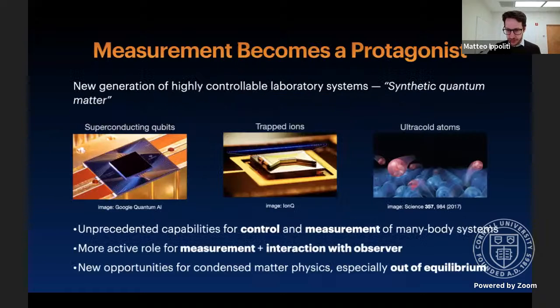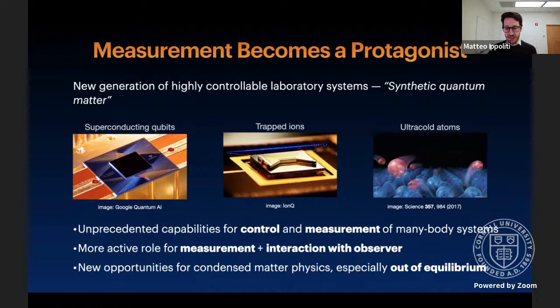However, this is set to change, or is already changing, with the introduction of a new family of quantum technologies, which we can collectively refer to as synthetic quantum matter. These are a whole range of platforms, from superconducting qubits to ultra-cold atoms and trapped ions and many others that I'm not listing here. What they have in common is that they're being developed for quantum computing or quantum simulation. And that requires you, in these technologies, to have a really sophisticated degree of control and measurement capabilities.